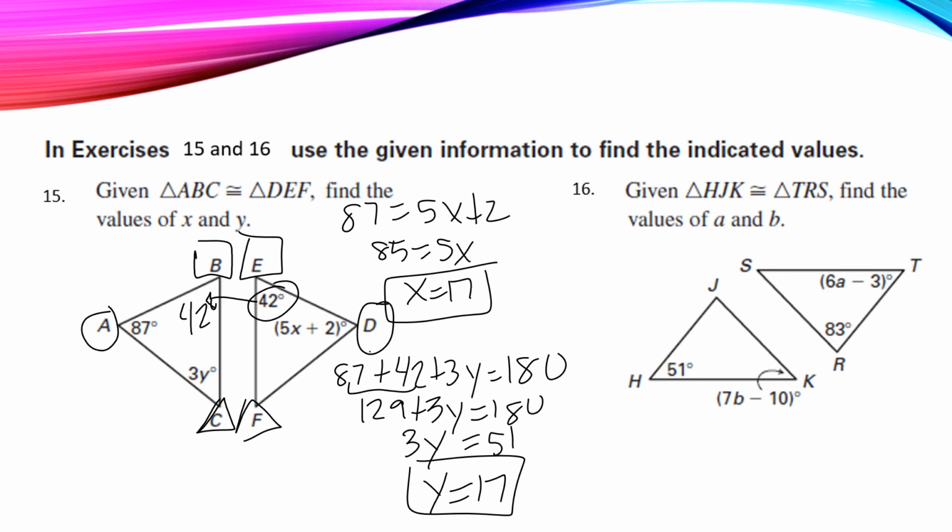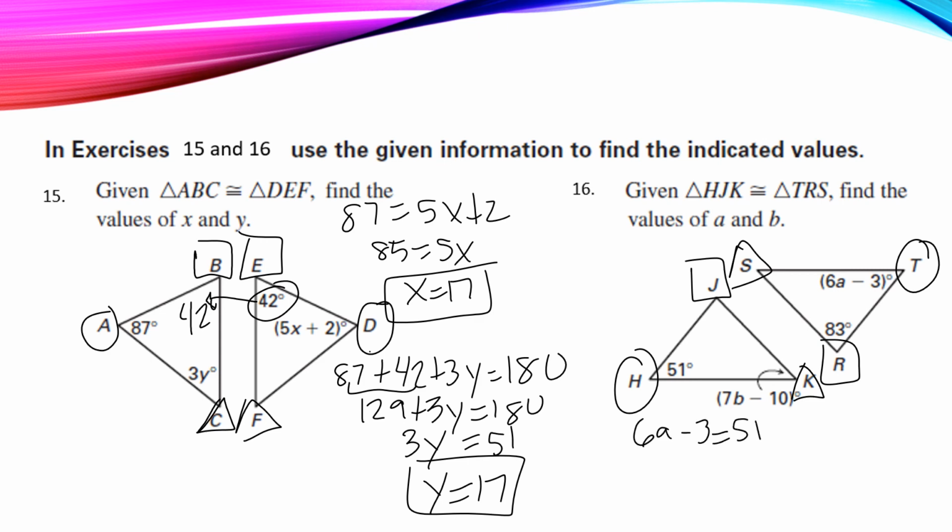Same thing with the next one. You guys try that one and then come back and check your answers with mine. So pause it and then come back and check your answers. So H goes with T, J goes with R, and K goes with S. Okay, so H and T are the exact same. So in order to find A, we can set that equal to 51 and then solve. 6A equals 54. Okay, divide by 6 on both sides, you get A equals 9.